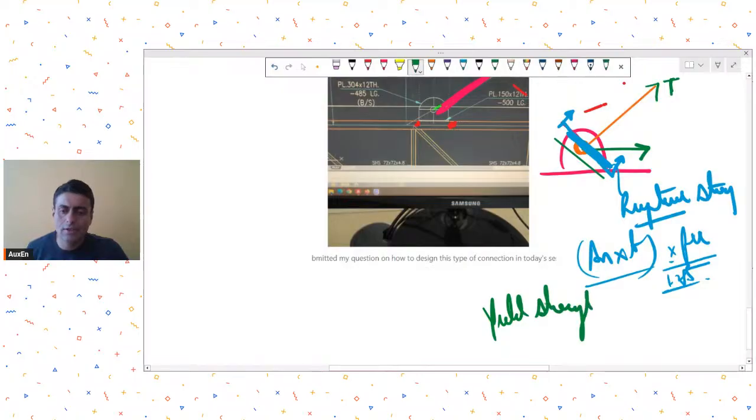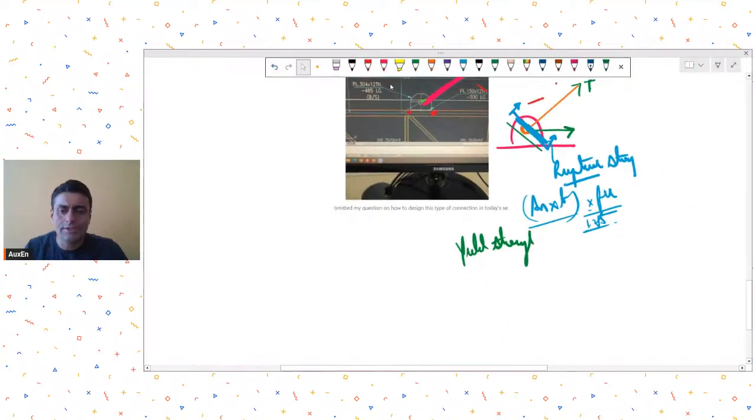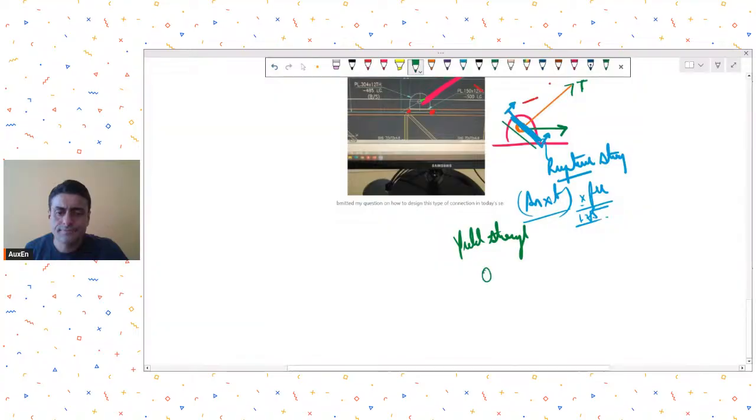The yield strength you will find on the gross area. Correct? These two things you will have to do.